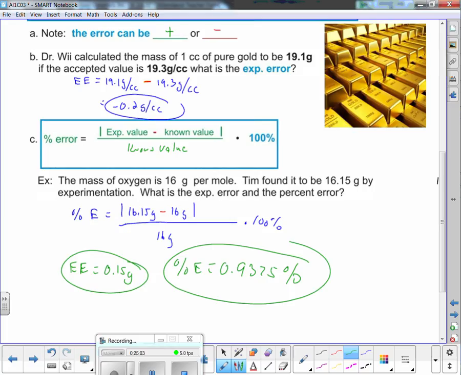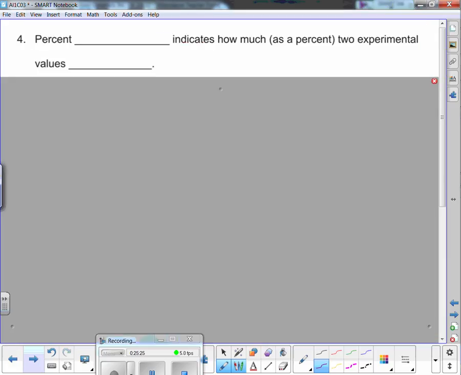Now, let me make a quick note. This time the experimental error was positive, so the absolute value didn't matter. But if it had been negative, we would only consider the positive value. Because percent error is always just positive. That's why the absolute value. All right, what do I have left? Let's get to this.